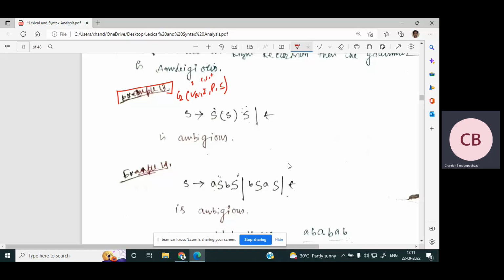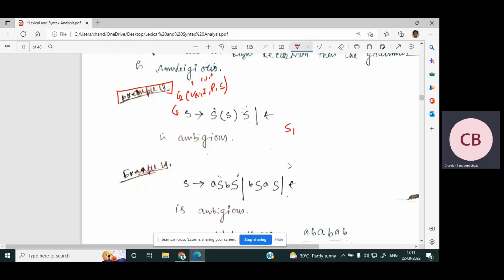Vn means S. Again I'm repeating. Sigma means apart from S, what is left? This is the open bracket, close bracket, and epsilon. These are sigma. There are two production rules: S generates this one and S generates epsilon. And the start symbol is S. Now the question, if someone asks whether this grammar G, which contains these production rules, is ambiguous or not.